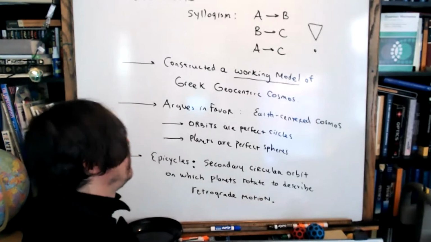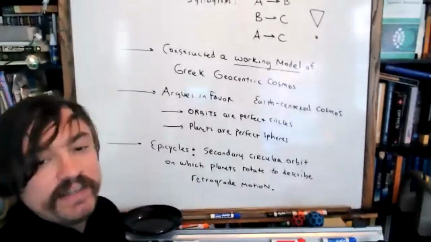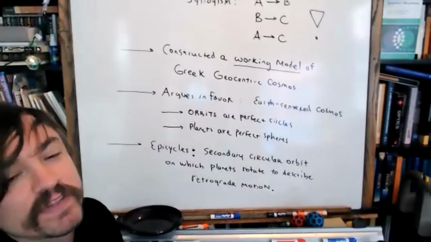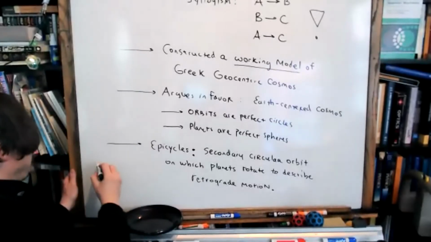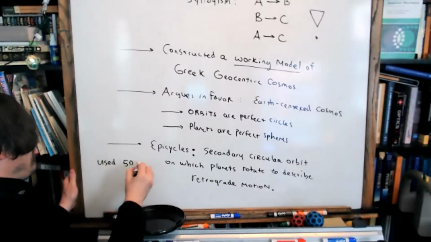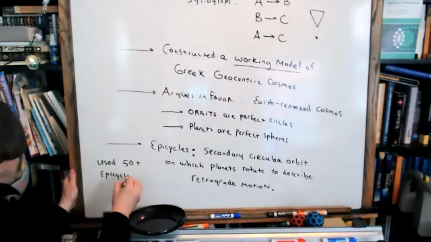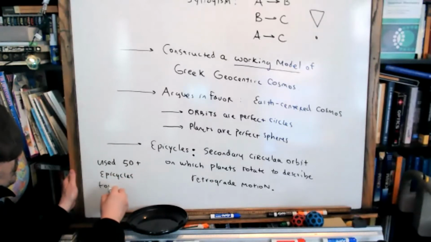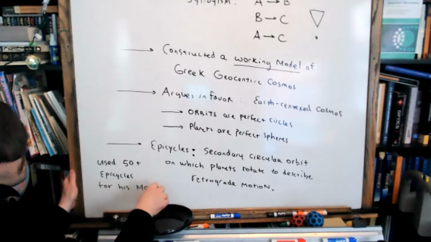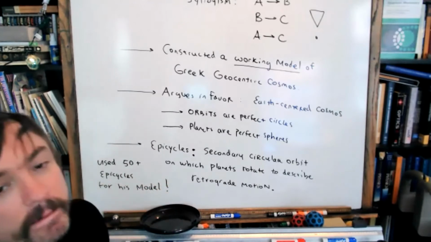Now, I have to admit, I forgot the exact number of epicycles that Aristotle ended up needing for his model of the solar system, but I think it was something like he used like 50 or more epicycles for his solar system model. So I'll just put that on the side as a kind of side note there.